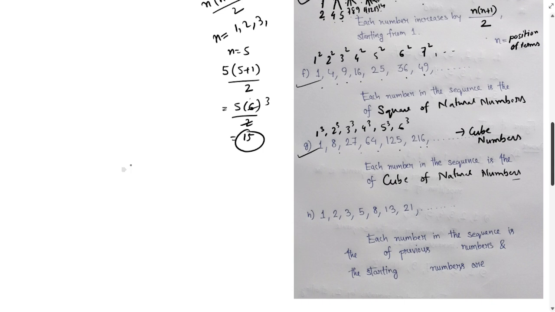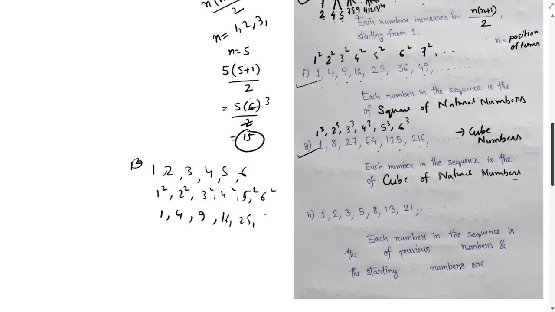Did you understand? Say the natural numbers are 1, 2, 3, 4, 5, 6. Now if we square these numbers, 1 square, 2 square, 3 square, 4 square, 5 square, 6 square, what will we get? 1, 4, 9, 16, 25, 36. So it is written here like that only. See, these are square numbers.